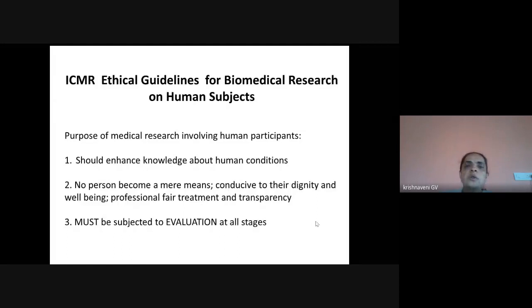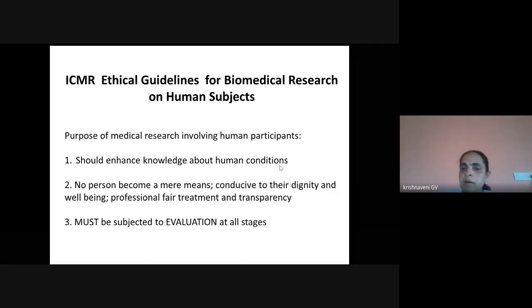Especially on human participants, the Indian Council of Medical Research mandates that any medical research that involves human participants should enhance knowledge about human conditions. You can't just do any research randomly for the sake of a paper or just to get some grants. You should show to the ethics committee that the research you are conducting actually increases the knowledge about human health and human conditions over and above whatever already exists.